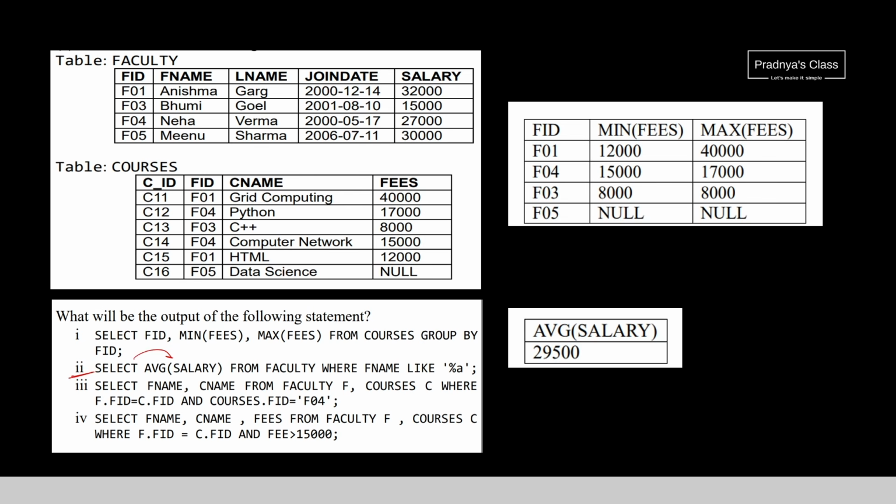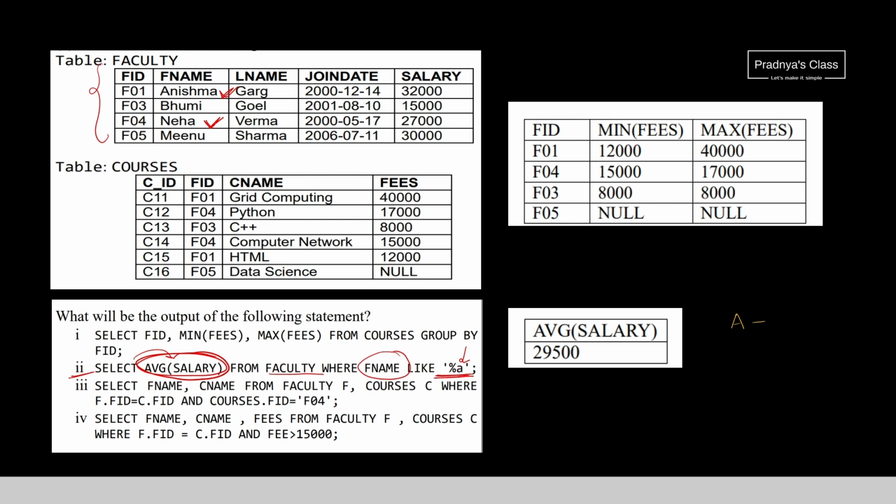Select average of salary from faculty where F name like %A. Here the table name is faculty. So look at the faculty table. We are interested in the F name whose starting characters can be anything but the last should be A. From the table, Anisha and Neha satisfy the criteria. For them we need to calculate average of salary.